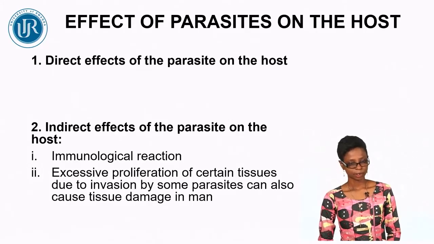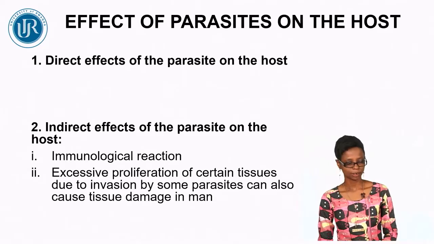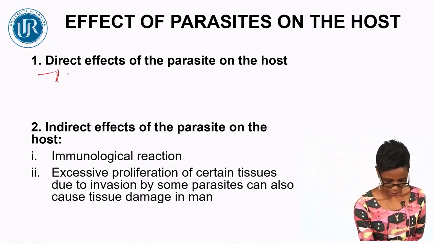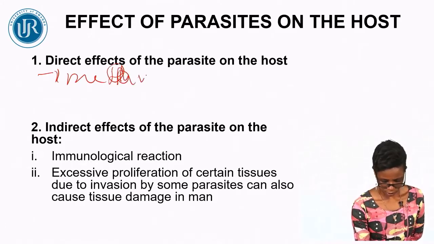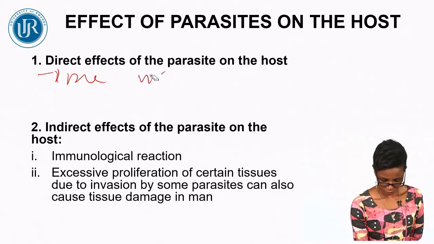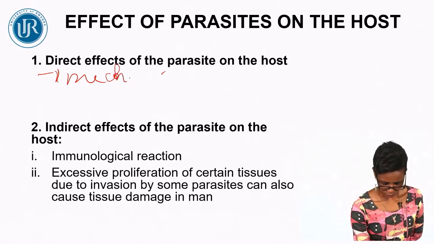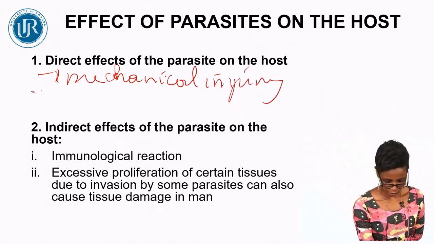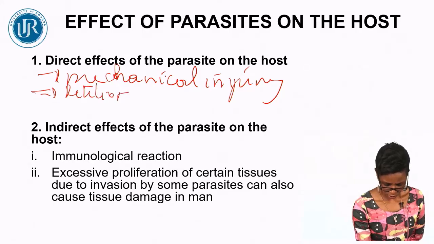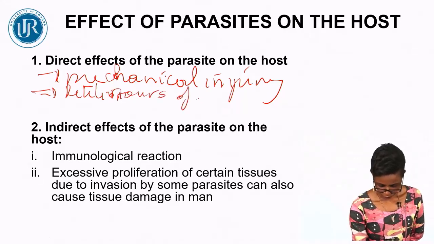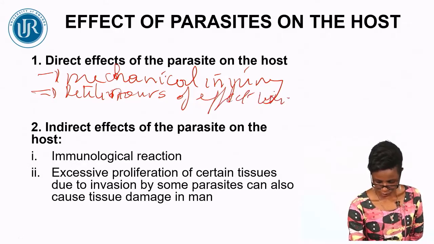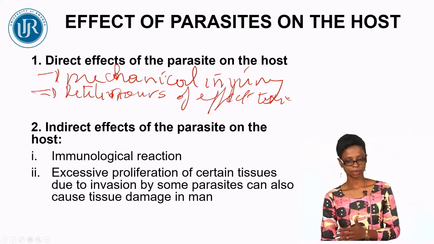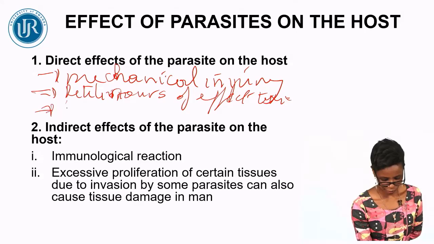We have also the effects of the parasite on the host, where you have direct effect and indirect effect. In direct effect, we have mechanical injury, where the parasite can cause injury to the host. We have also the effect of toxic substances, which means the parasite can also secrete toxins which can harm the host. We have also the privation of nutriment, of course.